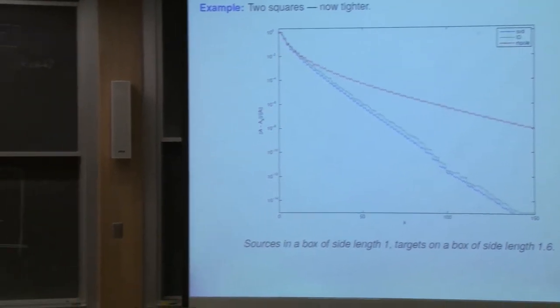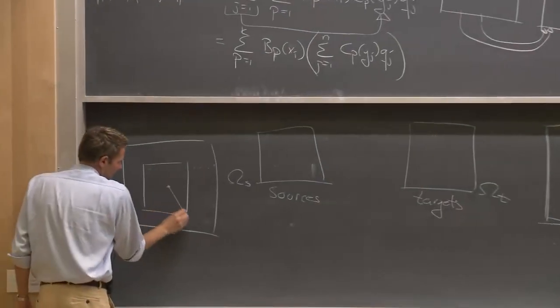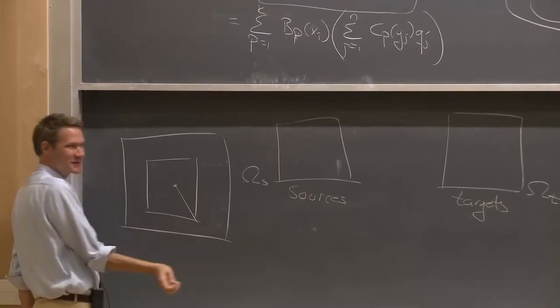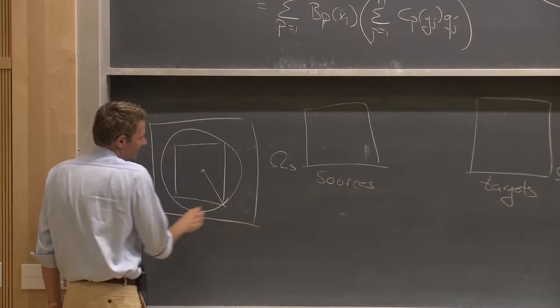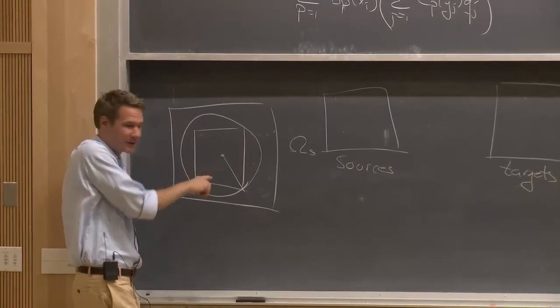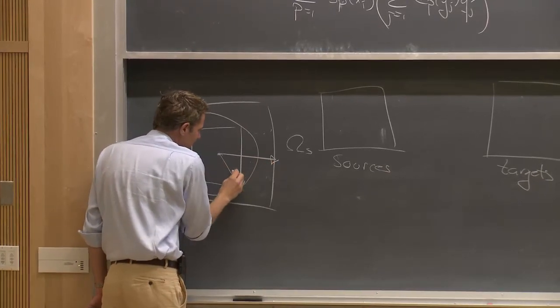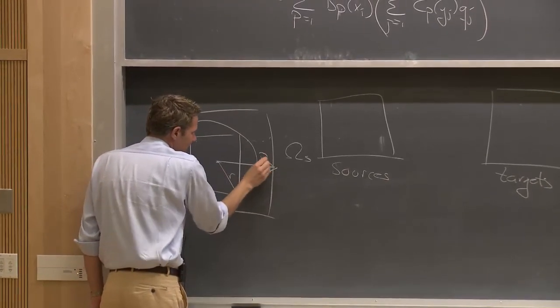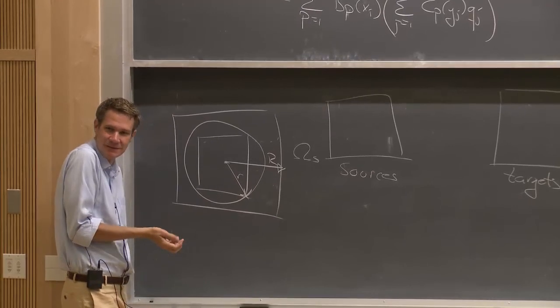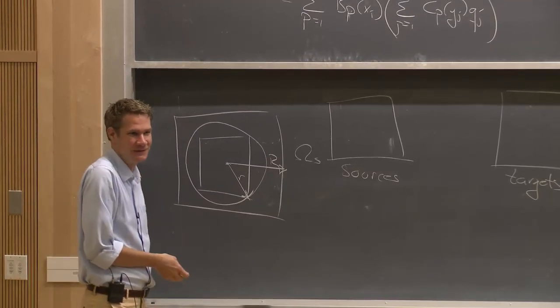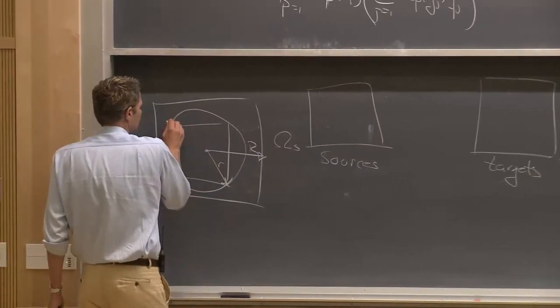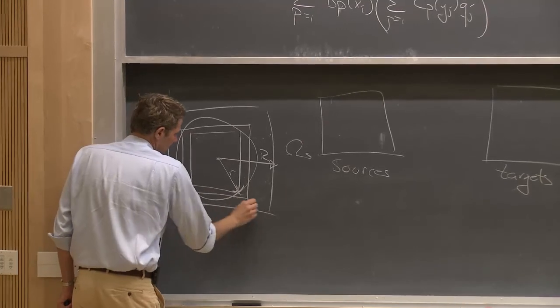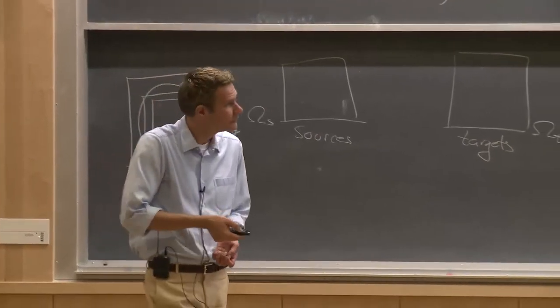Because recall, in this case, the outer box is really quite snug. And the multipole expansion is valid outside this circle. And now the ratio between the smaller radius and the larger radius, they're not that different in this case. What if I push the outer box even closer? Let's see what happens then.